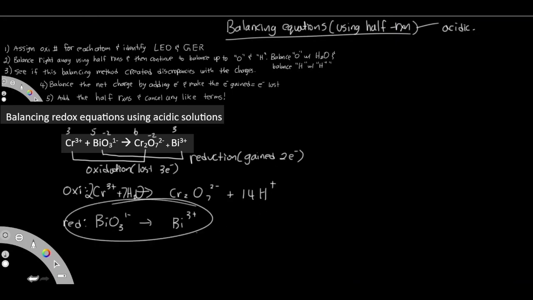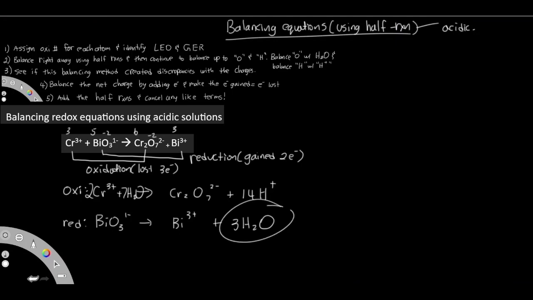Okay, same thing with our BiO3. Again, the Bi's are balanced appropriately, but the oxygens are not. So we got 3 over here, so we got to be putting 3 H2O's over there to balance out the oxygens. Our hydrogens are now messed up, so we have 6 over here, so we have to be putting 6 H+ over here. And then we have to make sure that our discrepancies with the charges can be balanced out appropriately with our electrons. So let's bring this one up here with the amount of electrons that are needed.